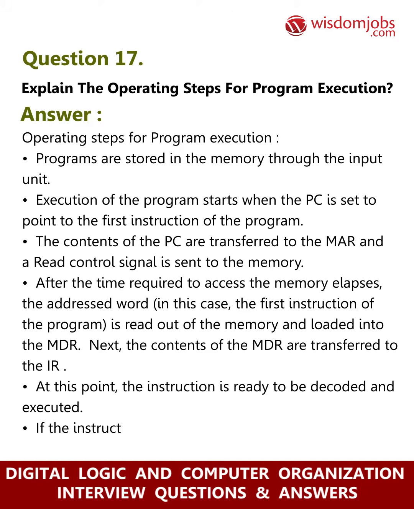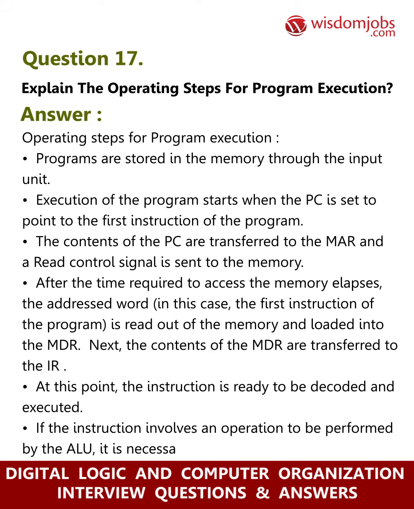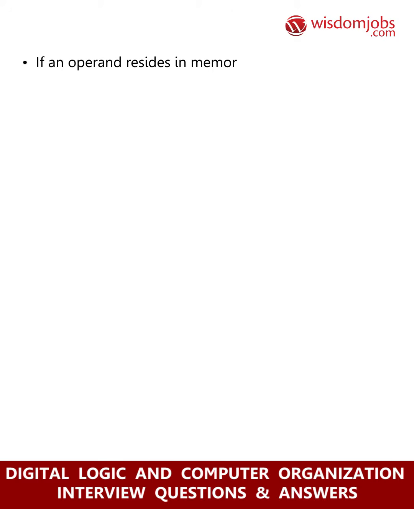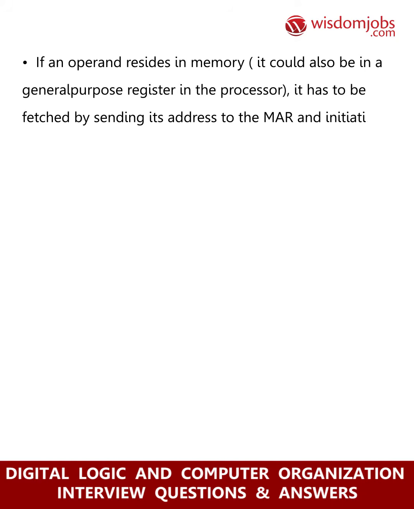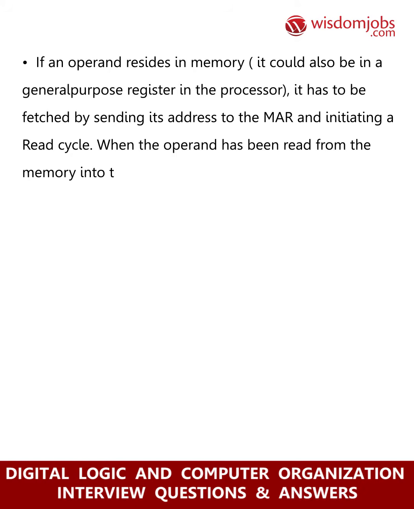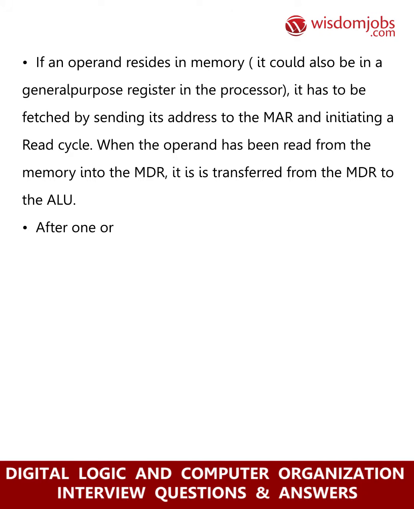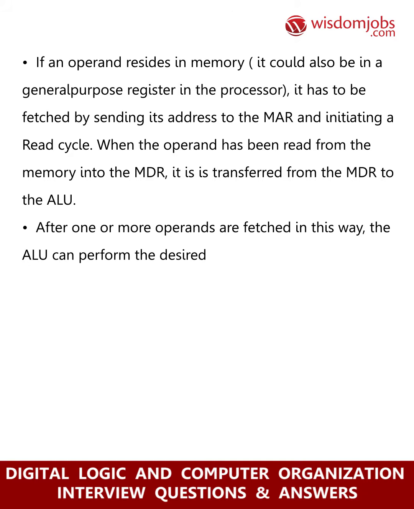If the instruction involves an operation to be performed by the ALU, it is necessary to obtain the required operand. If an operand resides in memory, it could also be in a general-purpose register in the processor. It has to be fetched by sending its address to the MAR and initiating a read cycle. When the operand has been read from the memory into the MDR, it is transferred from the MDR to the ALU. After one or more operands are fetched in this way, the ALU can perform the desired operation.